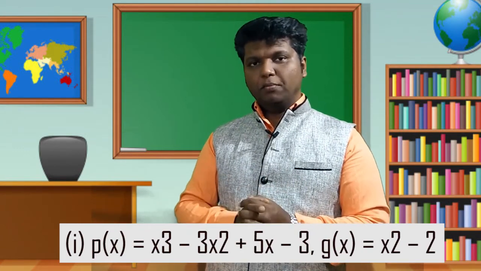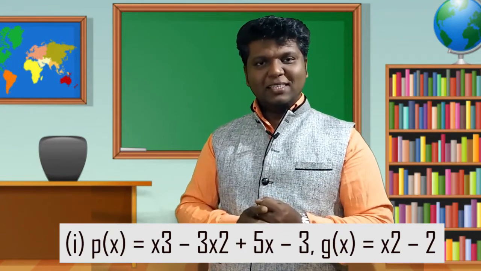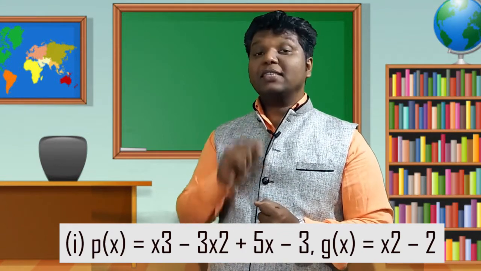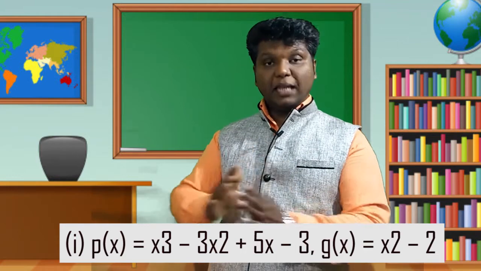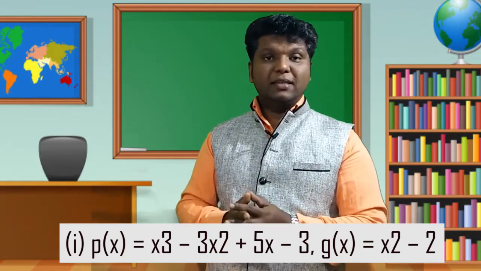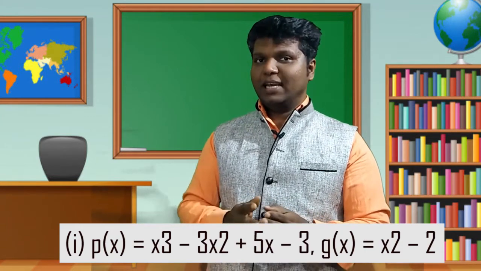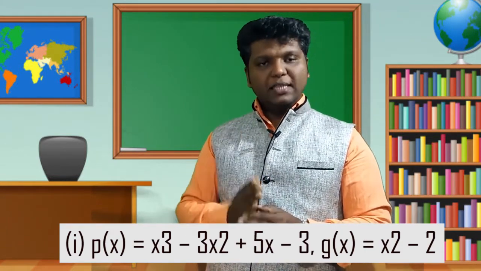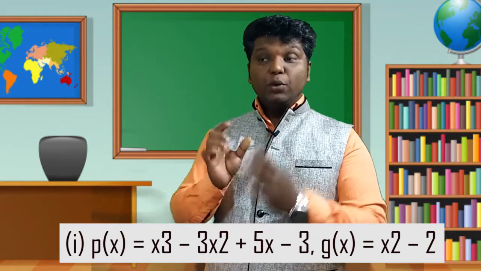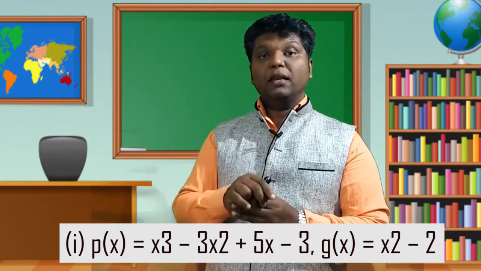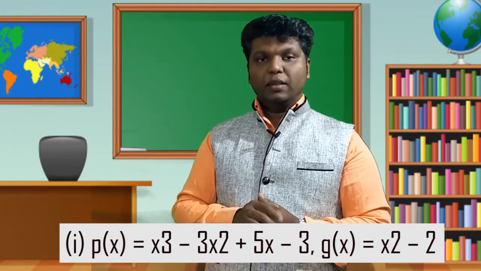Is it in the standard form? Something is missing, right? What is it? The term of x is missing. After x square, the term of x should be there and it's missing here. So you have to make it into the standard form. So what will be the standard form? You will write it as x square plus 0x minus 2. That means you will introduce the x term by keeping the coefficient as 0. Keep this in your mind.